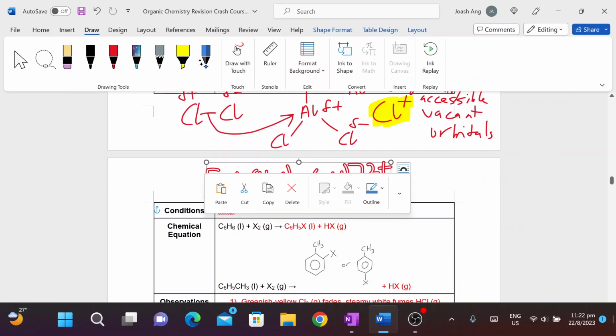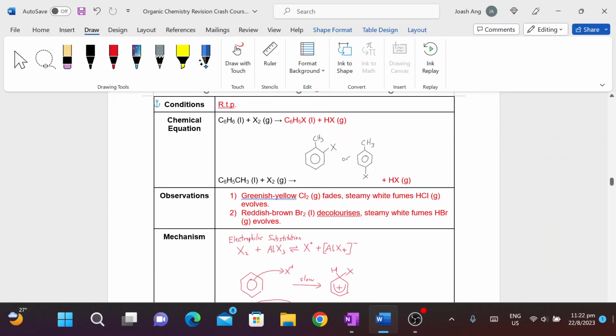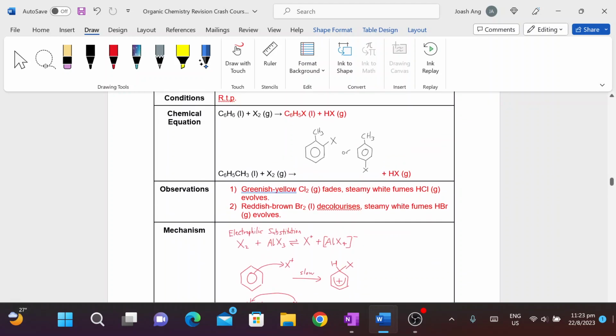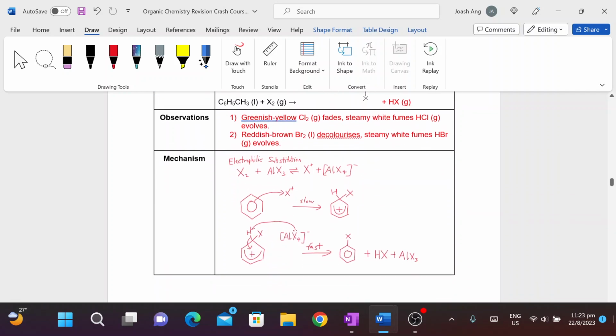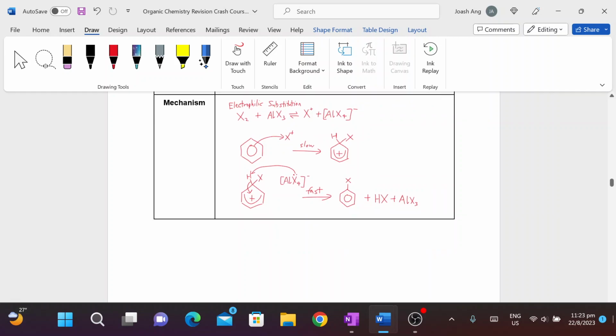So we see room temperature and pressure is being used over here, and since it's a substitution reaction, you will see the hydrogen of the benzene being substituted by the halogen. And as usual, your observations are according to what the chemical equation says. So write out the chemical equation and write the observation from there. So for the mechanism, I'll show you the mechanism.